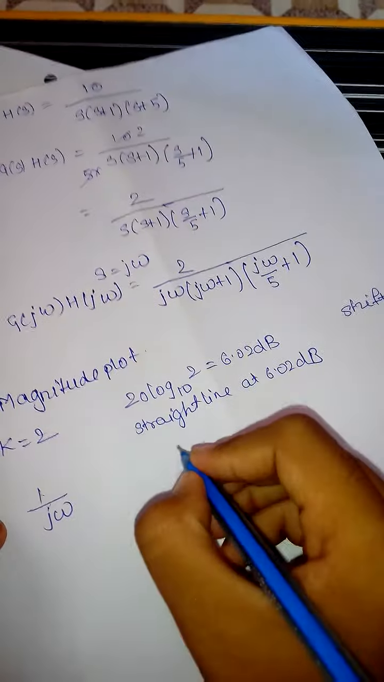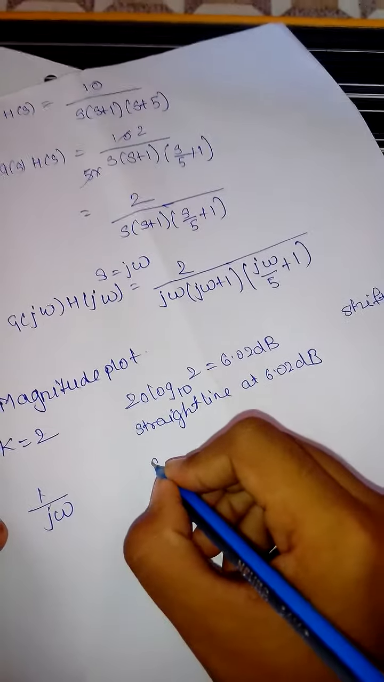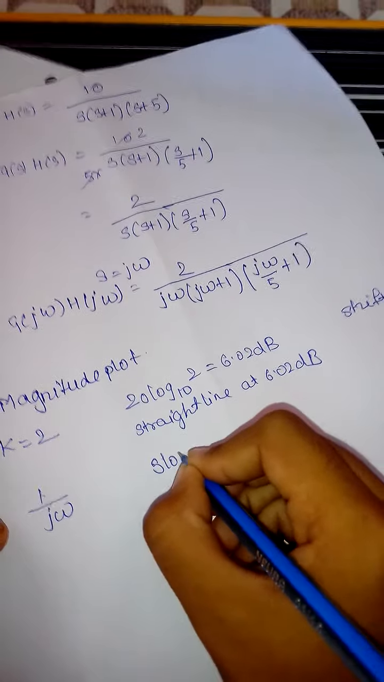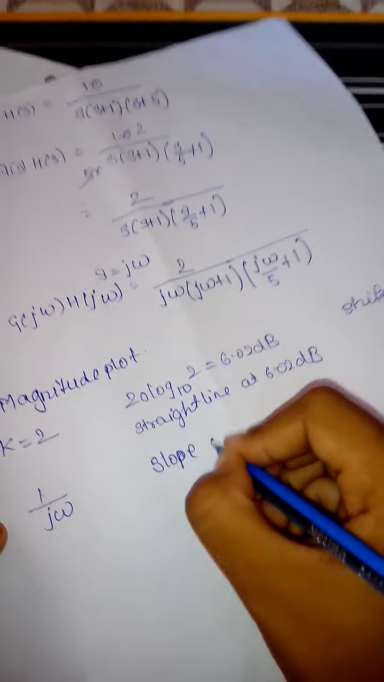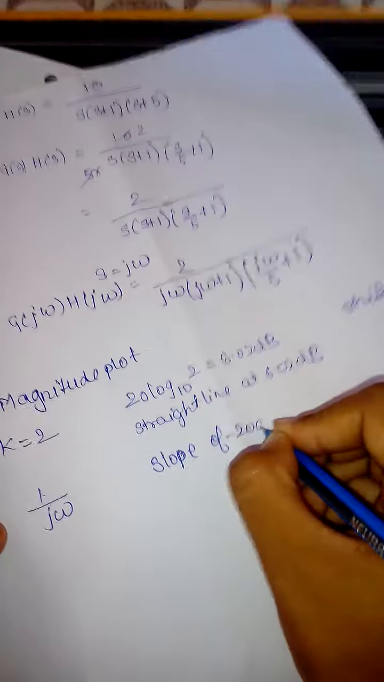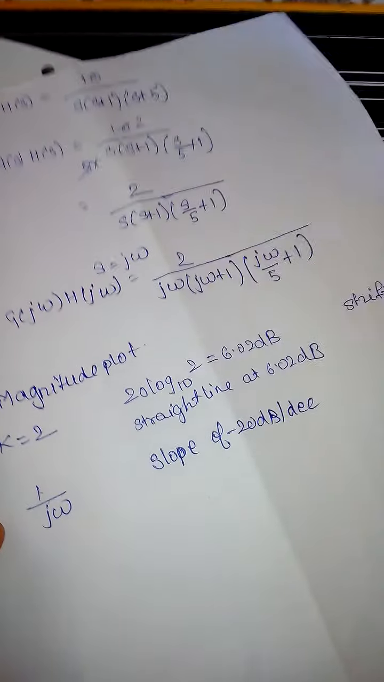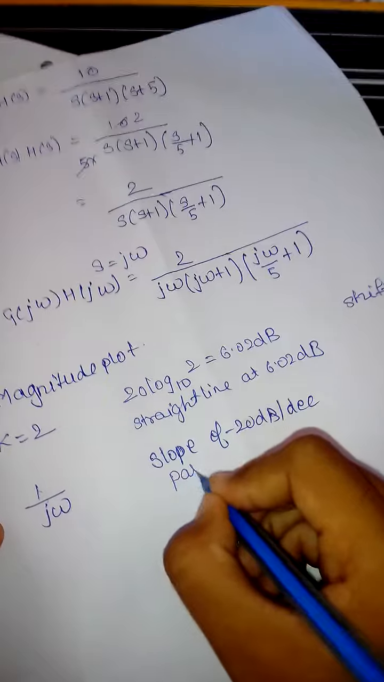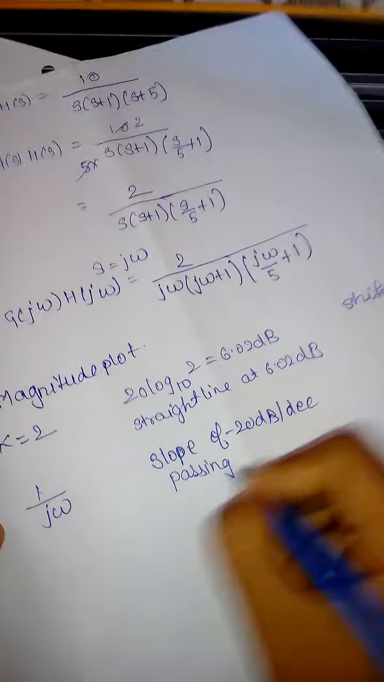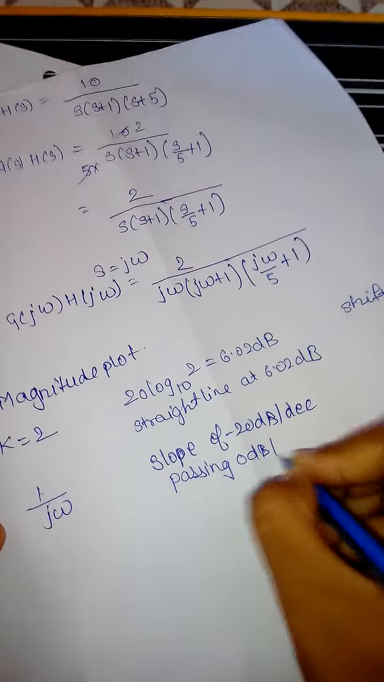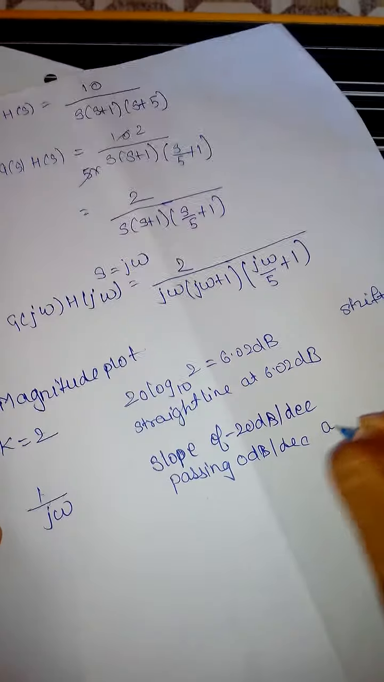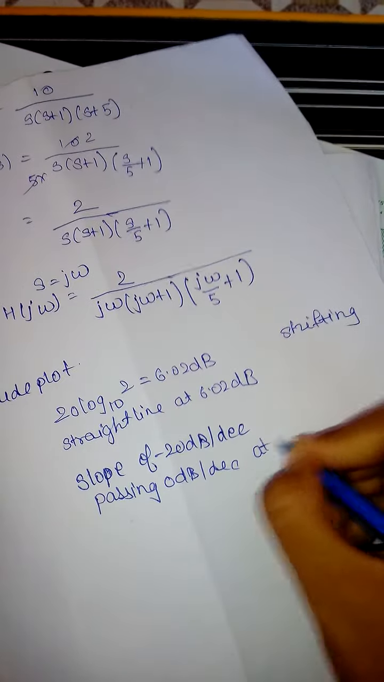Here we have to draw a slope of minus 20 dB per decade passing through 0 dB at omega equals 1.